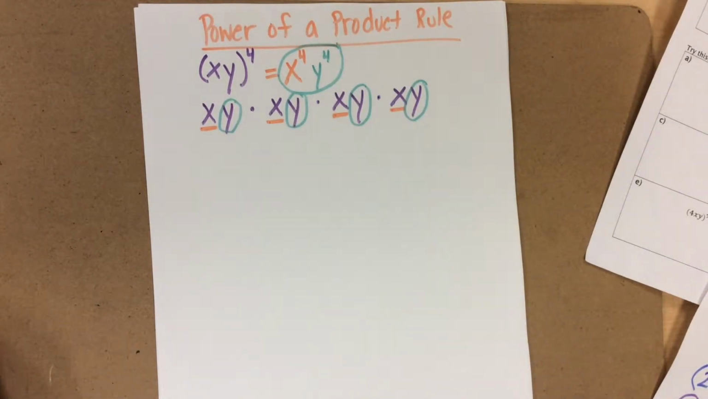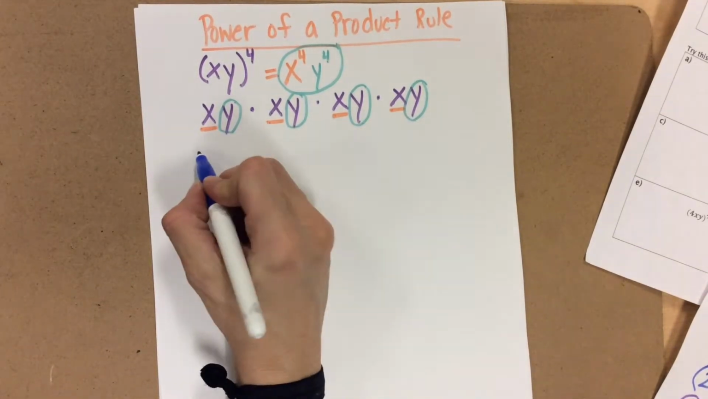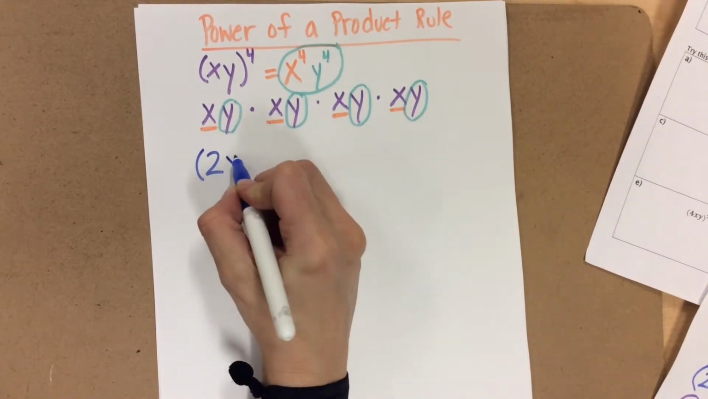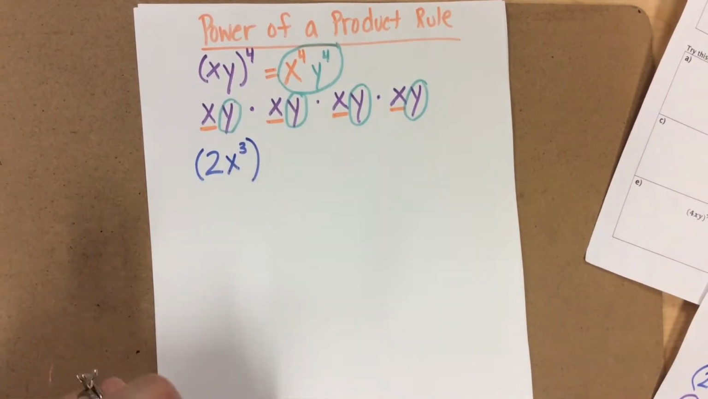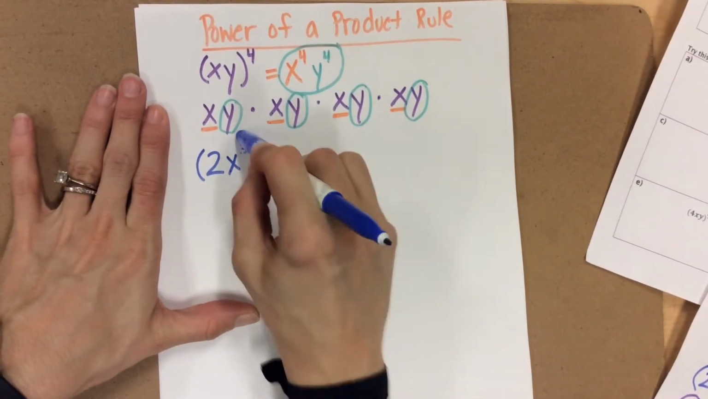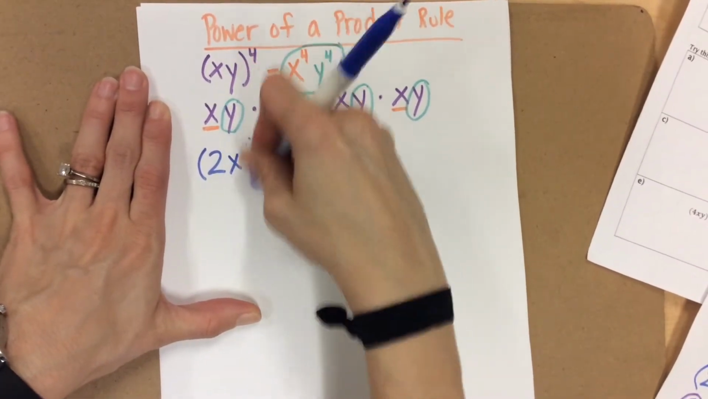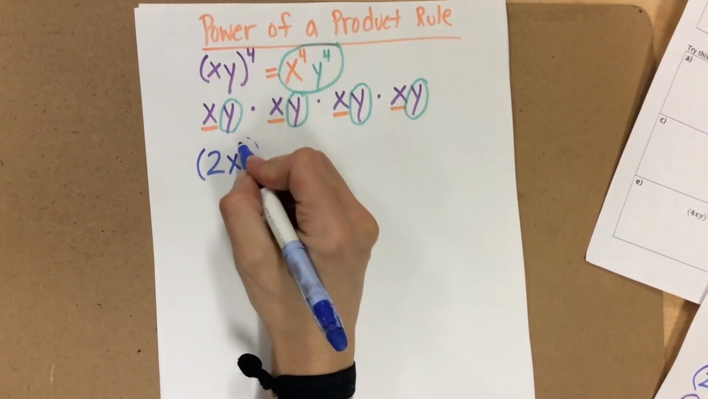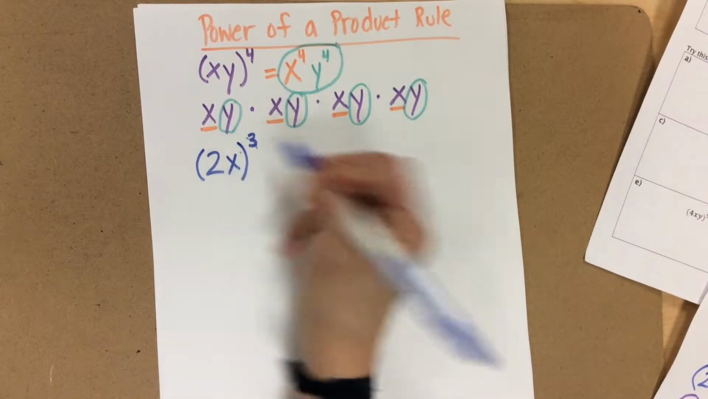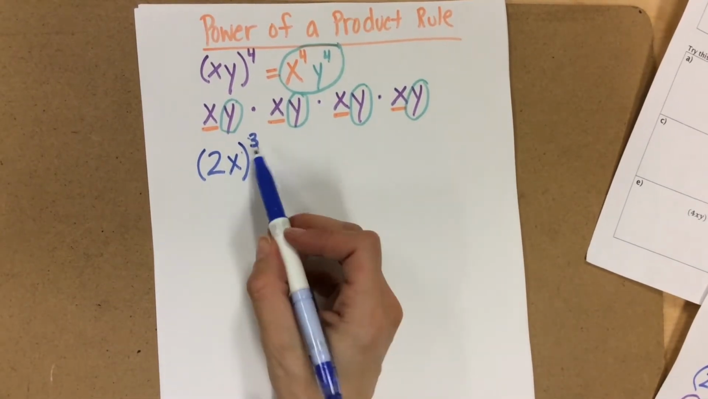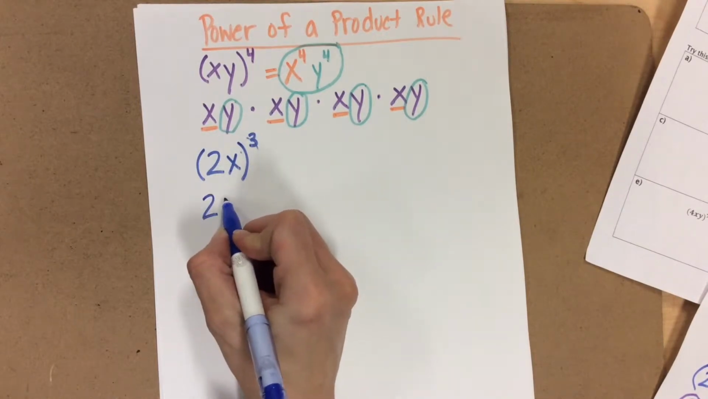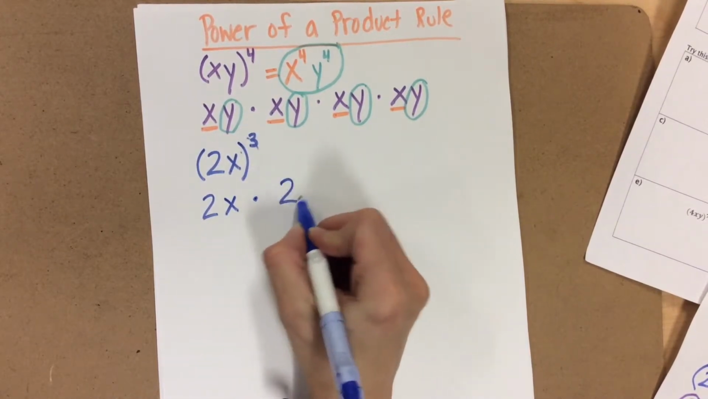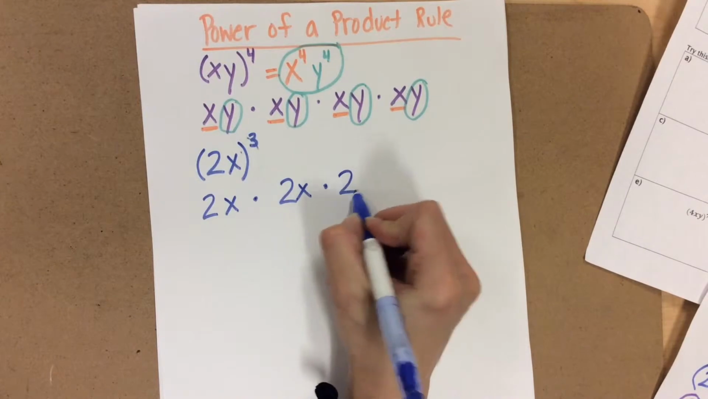My next example is going to have numbers and letters in it. So we have 2x to the third power. Sorry, I wrote that wrong, so let me fix that. So we have 2x, the 3 should be outside of the parentheses. So that means we have 2x 3 times: 2x times 2x times 2x.